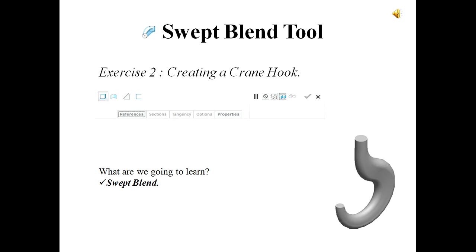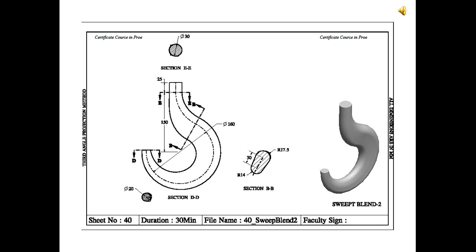Let us create another solid crane hook. The drawing shows a center curve which is to be used as a trajectory. 4 sections are to be used. First section DD is a circle of 20 units dia.